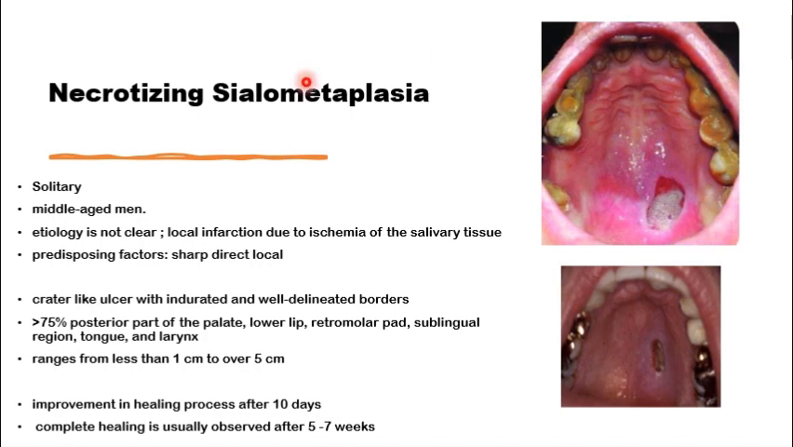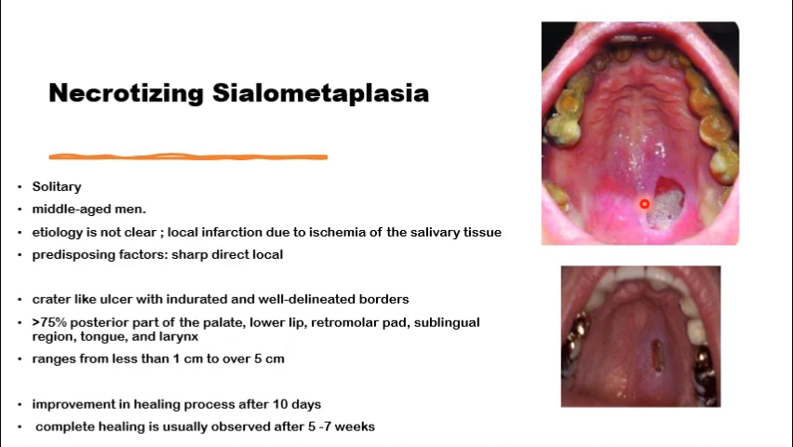Necrotizing sialometaplasia. This is probably an infarction due to ischemia of the minor salivary tissue distributed within the oral cavity. It affects more middle-aged men. The predisposing factor is usually a direct local injury, like, for example, injection with a needle in dental work, and even finger manipulation of the palate to induce vomiting in bulimic patients. It can affect anywhere in the oral cavity that has some salivary tissue, but more than 75% of these ulcers would be in the palate, followed by the lower lip and retromolar area, sometimes the sublingual area as well, or even the larynx. They can be as big as 5 centimeters.